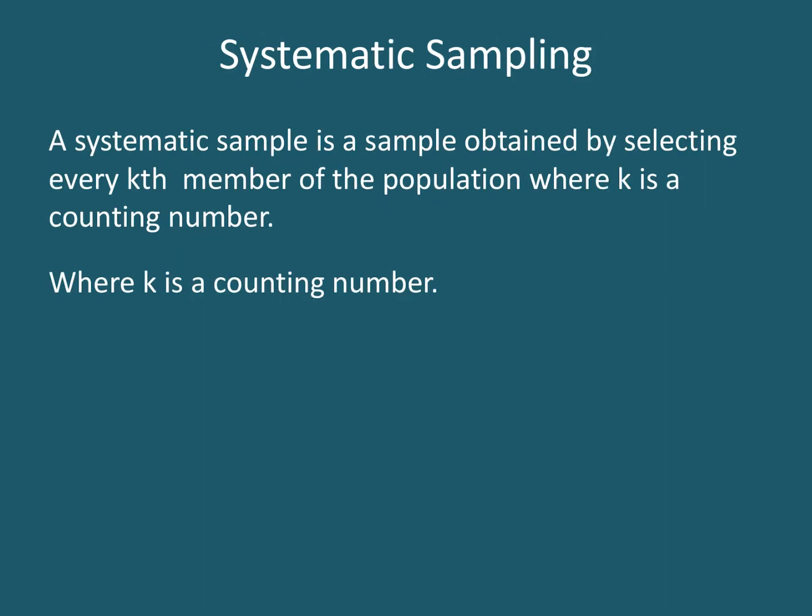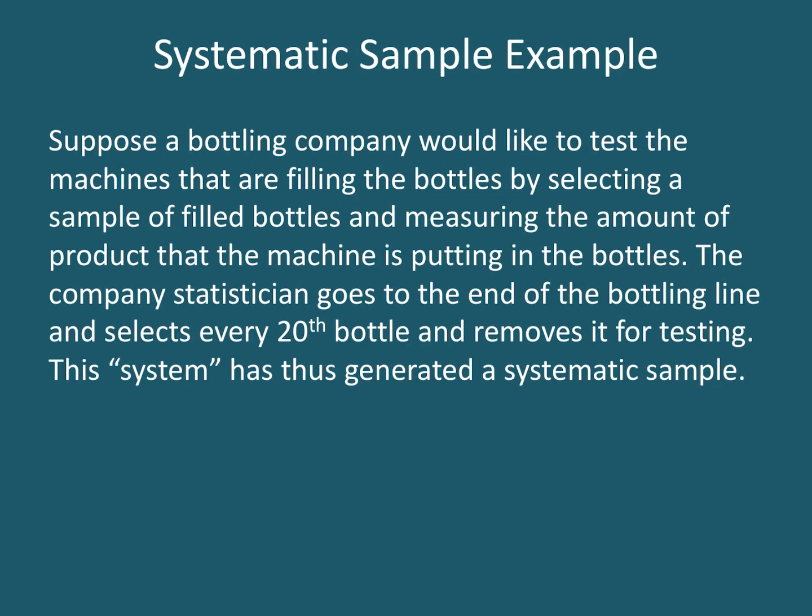Systematic sampling is where you obtain a sample by selecting every kth number of the population, where k is some sort of counting number. Okay? So as an example, suppose a bottling company would like to test the machines that are filling the bottles by selecting a sample of filled bottles and measuring the amount of product that the machine is putting into the bottles. The company statistician goes to the end of the bottling line and selects every 20th bottle and removes it for testing. This system thus generated a systematic sample.